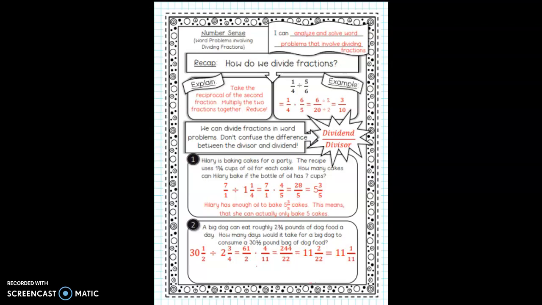So a big dog can, I forgot to reduce. 2 and 22 are both divisible by 2, so that gives us 1/11. It would take 11 1/11 days to run out of dog food. If rounded, it would take 11 days, so I'd better be going to the store on the 11th day.